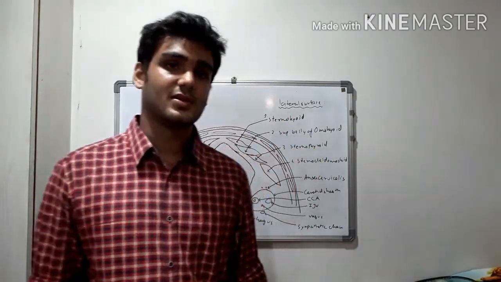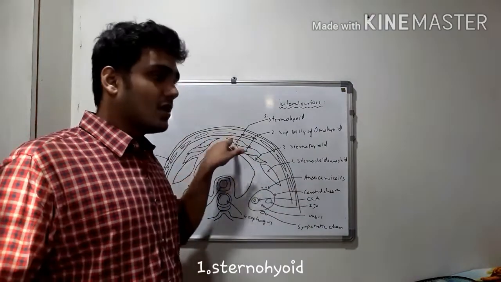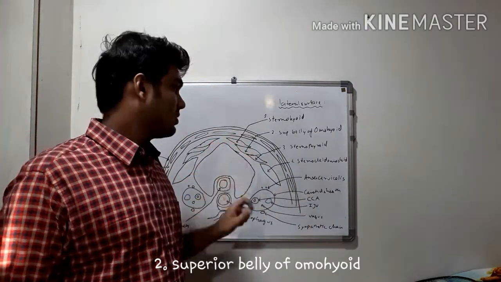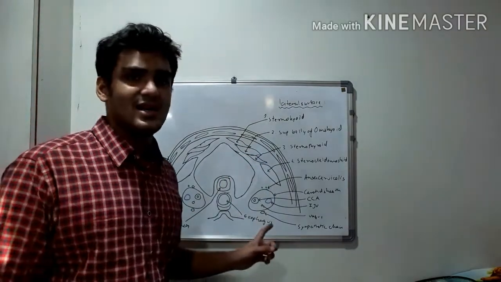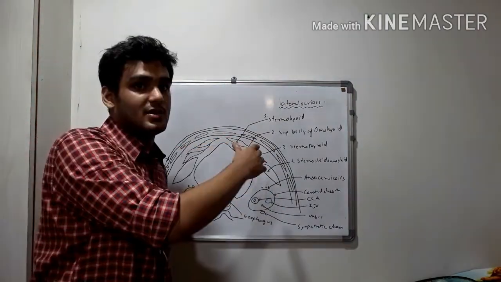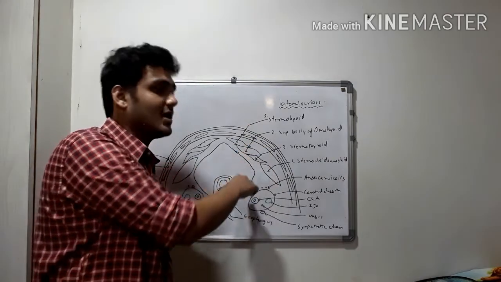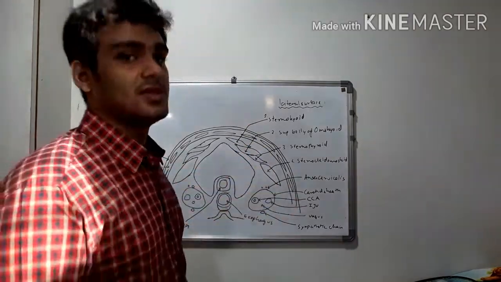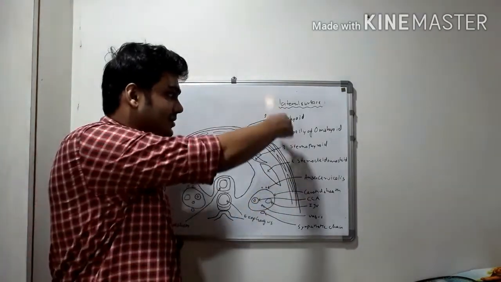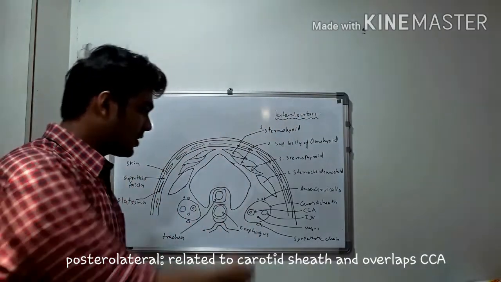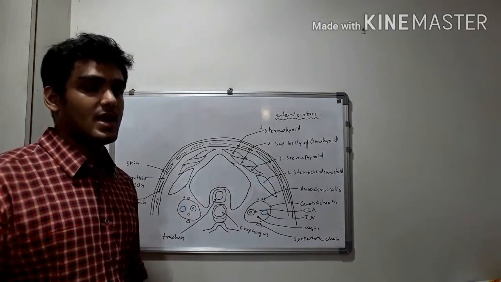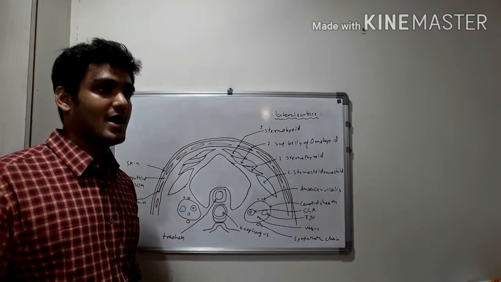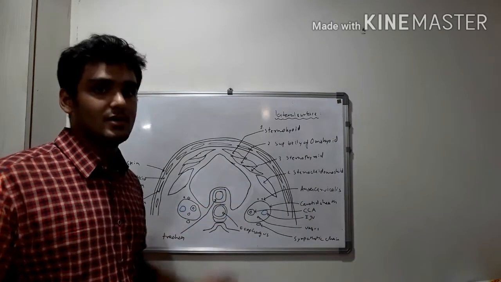Laterally, we have four muscles: the sternohyoid, superior belly of omohyoid, sternothyroid, and the sternocleidomastoid. This can be remembered easily as all these three muscles, sternohyoid is the nearest to thyroid gland, and so it can be identified. This was to avoid confusion between sternohyoid and sternothyroid. So the posterolateral surface has the carotid sheath in its relations, and it also overlaps the common carotid artery, which is the content of carotid sheath.